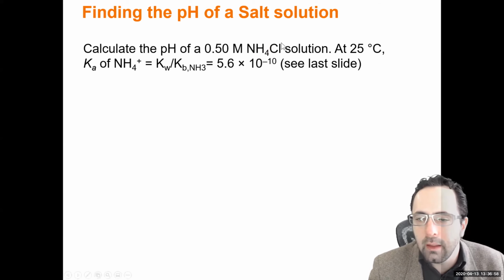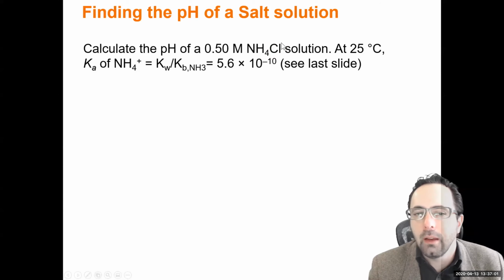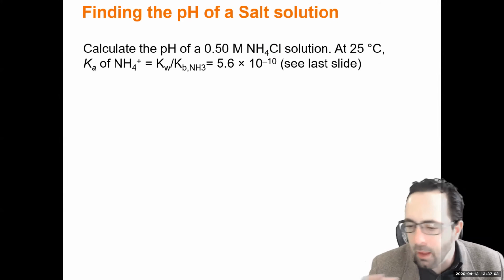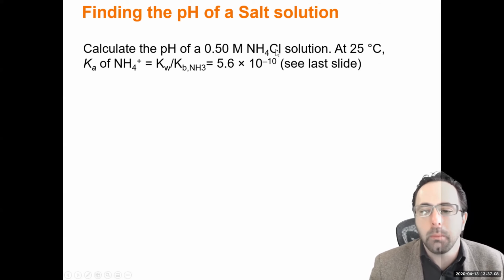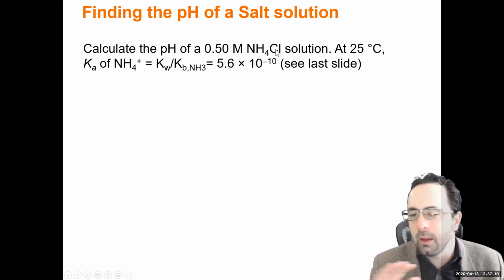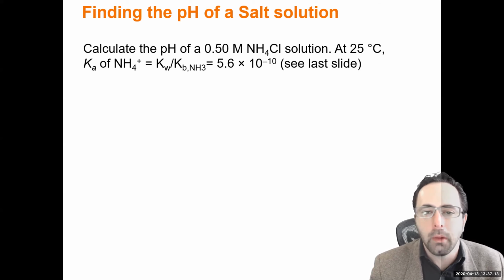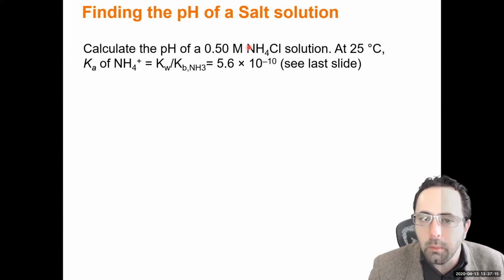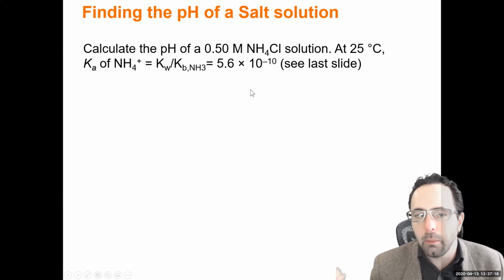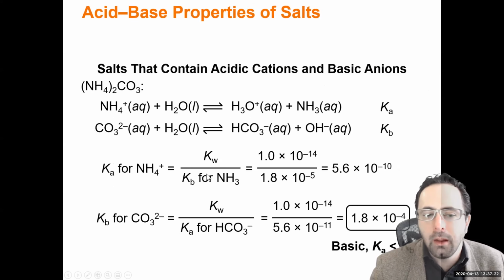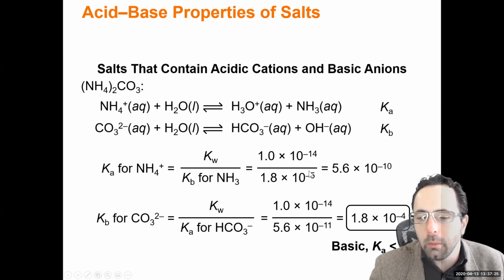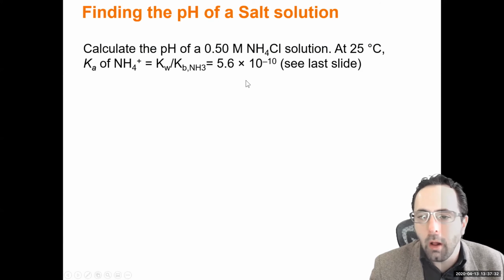Chloride ion is the conjugate base of the strong acid HCl. It is not acidic or basic. It stays separate from its protons because it's the conjugate base of a strong acid. So it's a very terrible base. It's not a base at all. So we're going to focus on the ammonium ion because that's the part that's going to affect the pH. It's acidic. Now, as we saw in the previous slide, the Ka for ammonium ion, we determined from the Kb for ammonia. It's 5.6 times 10 to the minus 10. So I'm going to use that in the problem.